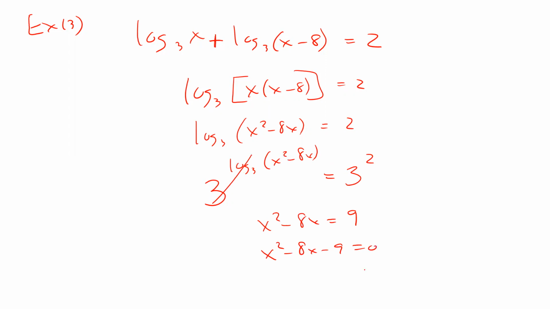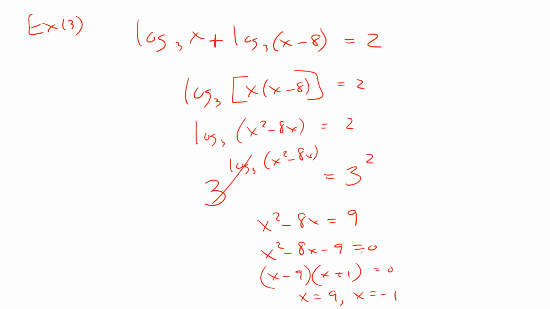And I need two numbers that multiply to negative 9 and add to negative 8. That should be pretty easy. Negative 9, positive 1. Set equal to 0 and solve. I got a positive 9 on my hands, and I got a negative 1 on my hands.